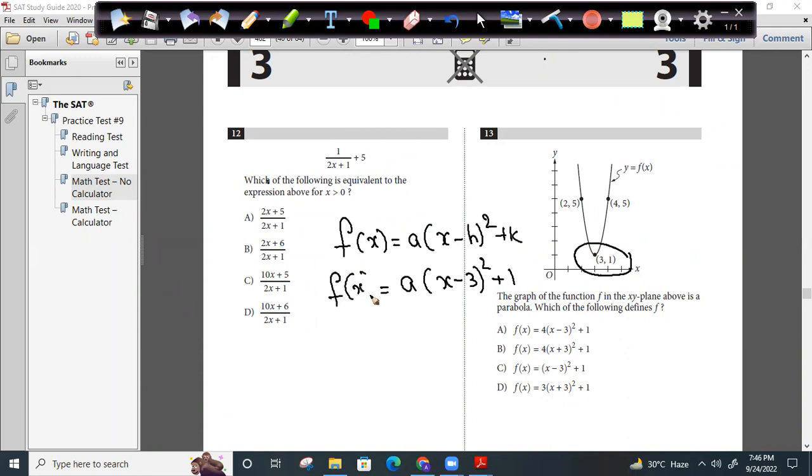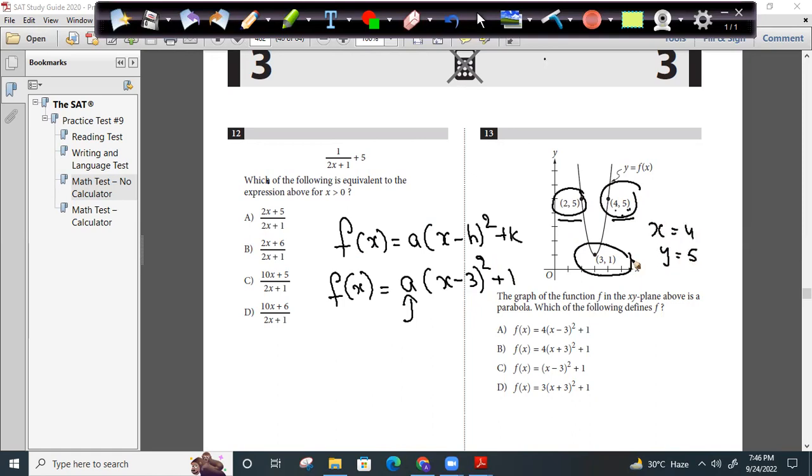What is unknown here? A. I need to solve for a. How to solve? Plug in any point on this parabola. Any point, 2, 5 or 4, 5. So if you plug in 4, 5, what is the x value? 4. What is the y value?